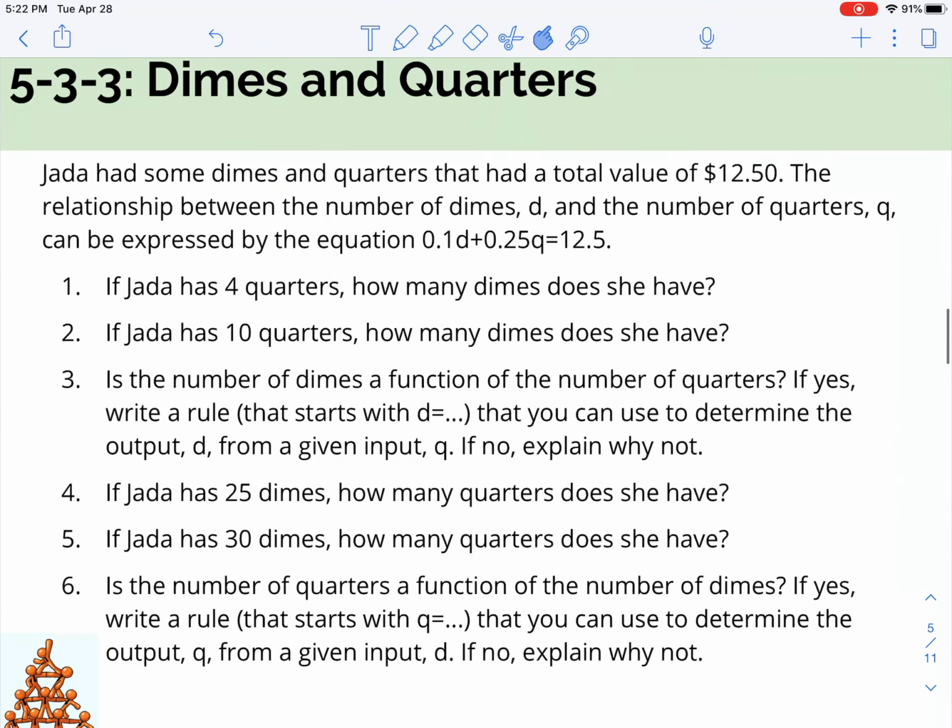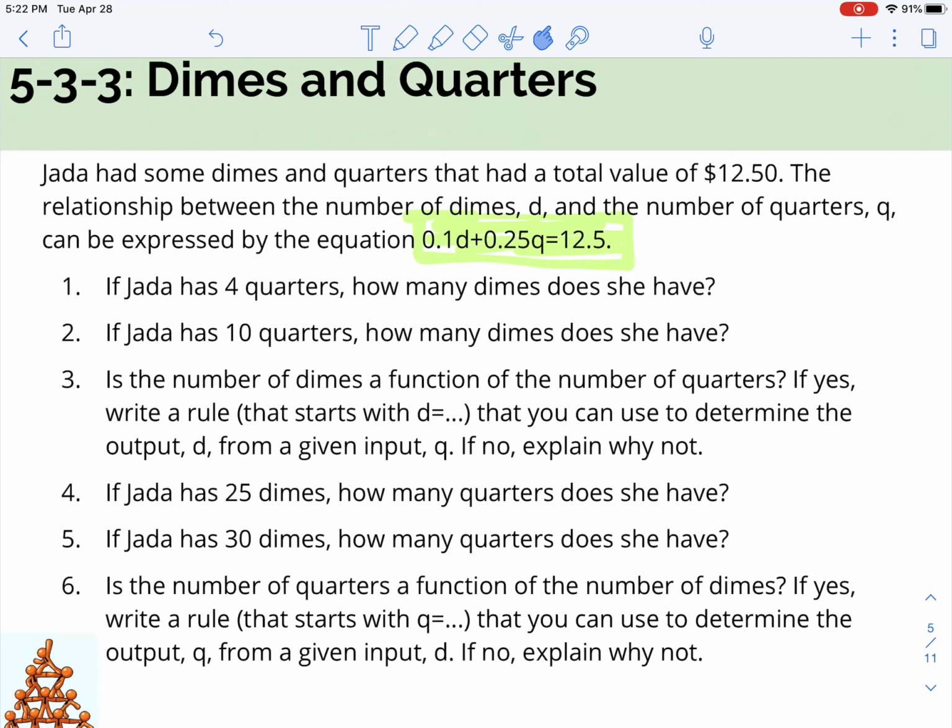All right, activity 3, dimes and quarters. I believe this is going to just require us to do a bunch of simple math, but let's see. Jada has some dimes and quarters. Value is 1250. The relationship between the number of dimes and the number of quarters is this equation given here, which I am highlighting so I don't forget it.